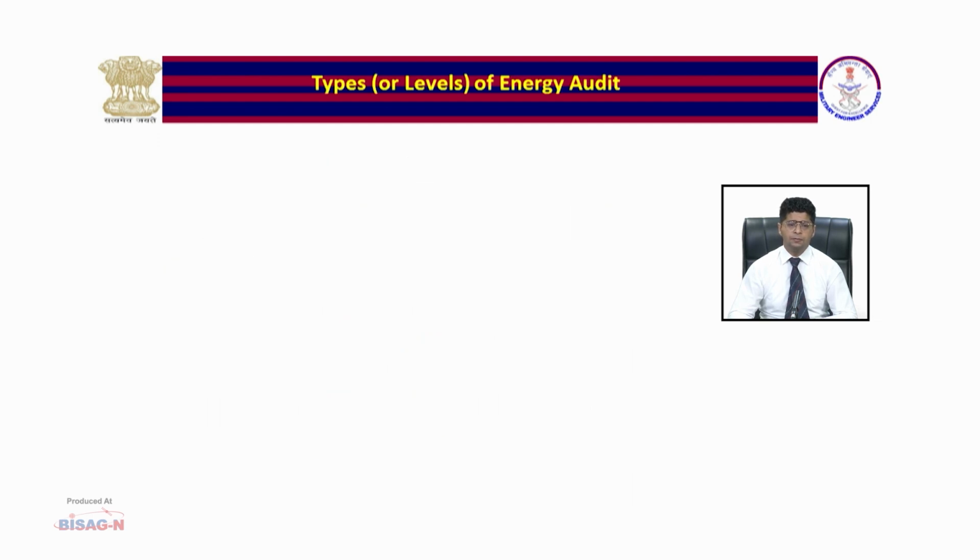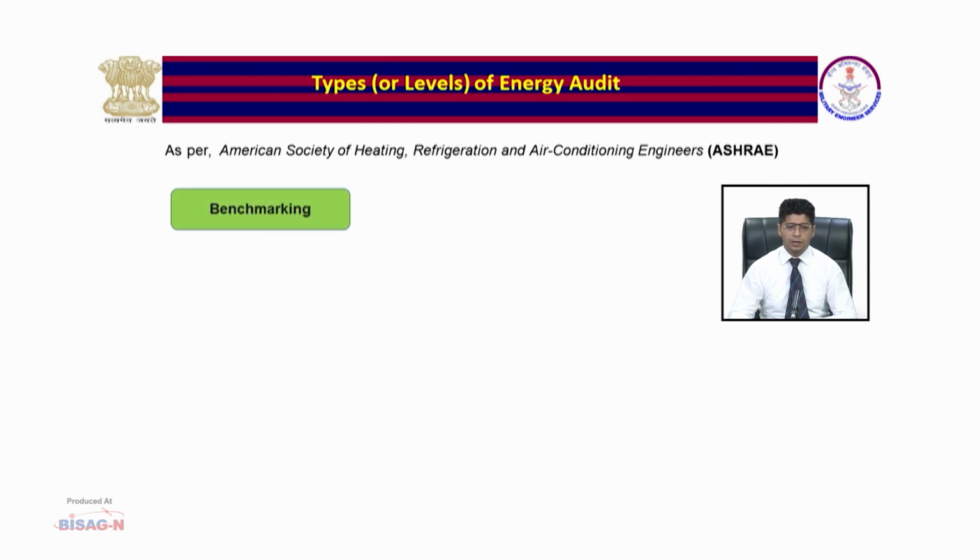Now let's briefly understand the types or levels of energy audits that can be done. As per the American Society of Heating, Refrigeration and Air Conditioning Engineers, 4 levels of analysis can be outlined. First level is benchmarking. This first analysis consists of a preliminary whole building energy use analysis based on analysis of historic utility use and costs and the comparison of performance of the building to those of similar buildings. This benchmarking of the studied installations allows determining if further analysis is required.